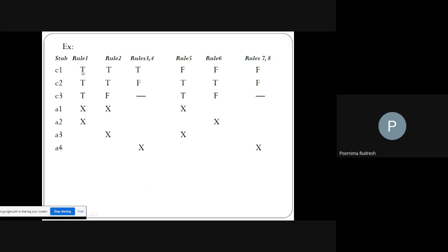So for rule 1, if C1, C2 and C3, all three are true, then the actions A1 and A2 occur. And for rule 2, if C1 and C2 are true and C3 is false, then actions A1 and A3 occur.